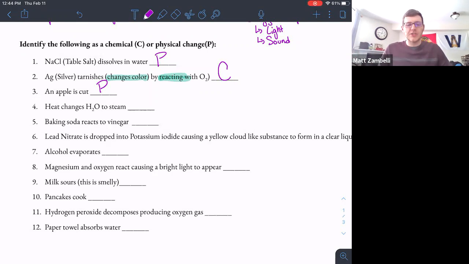What about heating changes water to steam? So if you heat up water so it turns into steam. What do we think? Physical or chemical?